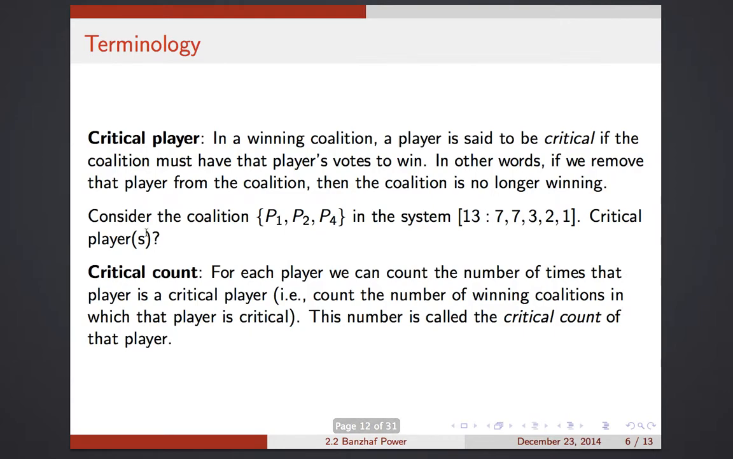Okay, last definition before we move on. A player's critical count is simply the number of times that player is critical. So in other words, to figure out the critical count, you count the number of winning coalitions in which that particular player is critical. And this number is called the critical count of that player. So if you're ever asked to compute the critical count of a particular player, what you have to do is figure out how many winning coalitions contain this player such that that player is critical in those coalitions. So count the number of winning coalitions in which that player is critical.